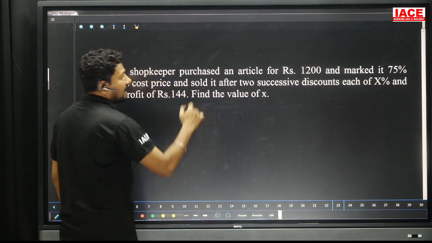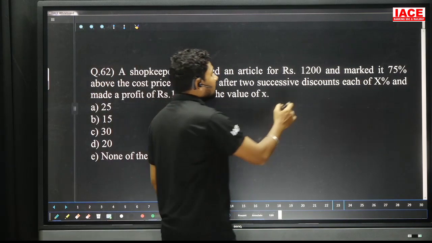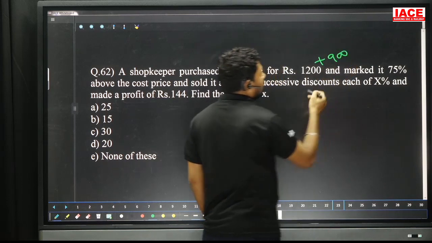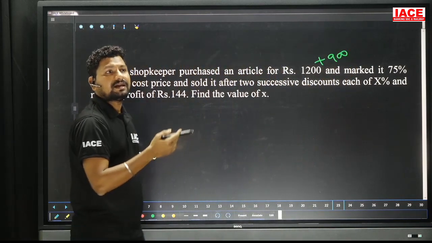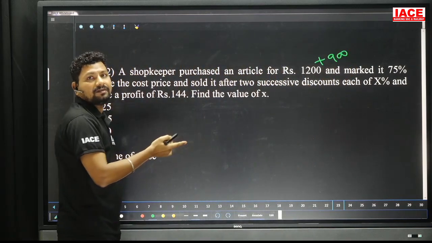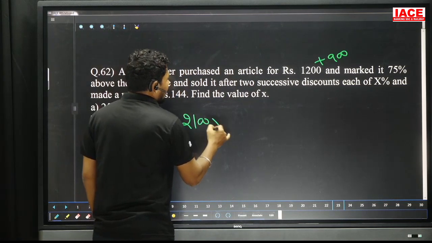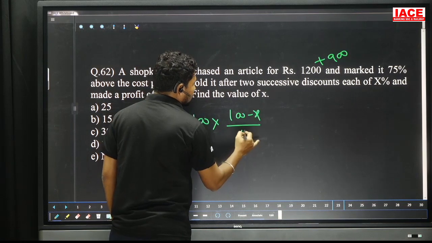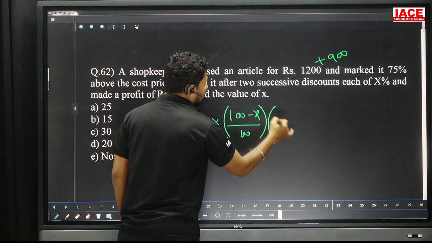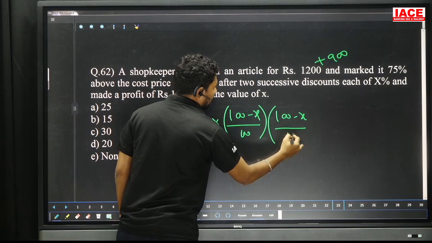75% above means, directly we will write, 75% means just the extra added 900. Half of the value is 50%, 600. Half of 600 is 300. 300 doubled, tripled, the value is 900. 1200 plus 900 is 2100. And we are giving 100 minus x. First successive discount 100 minus x, second 100 minus x by 100.